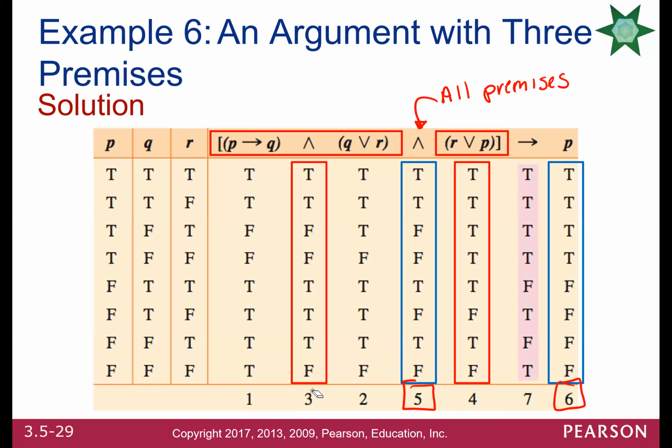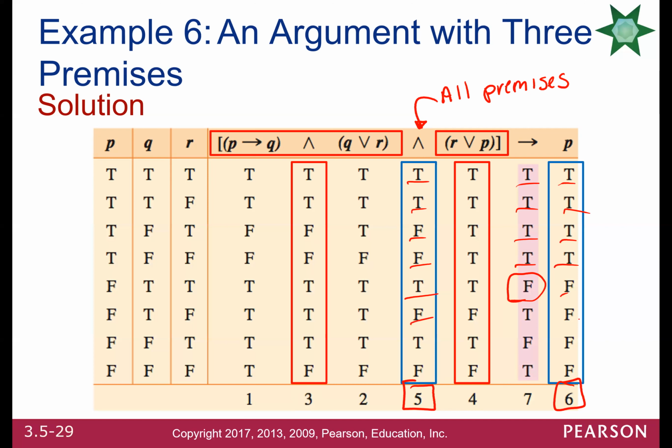So we have true, true, so it'll be true. True, true, so it'll be true. False, true, that'll be true. False, true, that'll be true. True, false, it will be false. So we're done. This is not a valid argument because if any of these values is false, it is not valid. And we can continue to look.